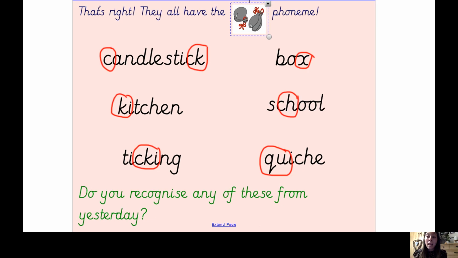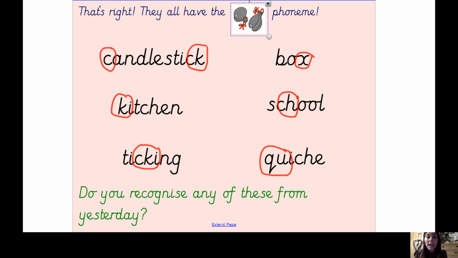Here on my screen, and on your screen as well, you should be able to see that I have circled all of those graphemes that were representing the k sound. Which ones can you see? Yes, I can see the C on its own. Oh, yes, I can see a CH too. And an X. That X is a tricky one because it doesn't just make the k sound, it's more like a ks sound.